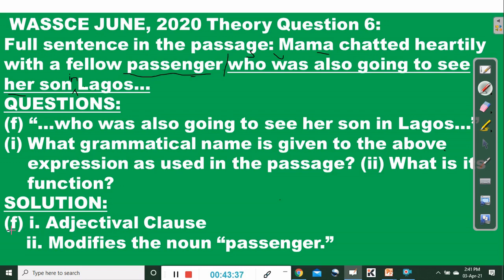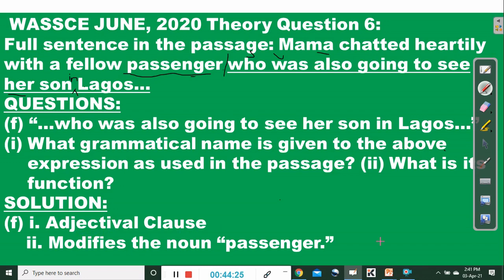Simply write F, which is the question alphabet, then I, which is the Roman figure that identifies the actual question. All right? One of the mistakes some candidates make is that they change what the examiner has already put in his question. You know, if the question is question F, then your solution should be solution F. And F has two sub-questions, I and II. So you come to the first one. It is FI, where you simply state adjectival clause. That is how to answer this question.